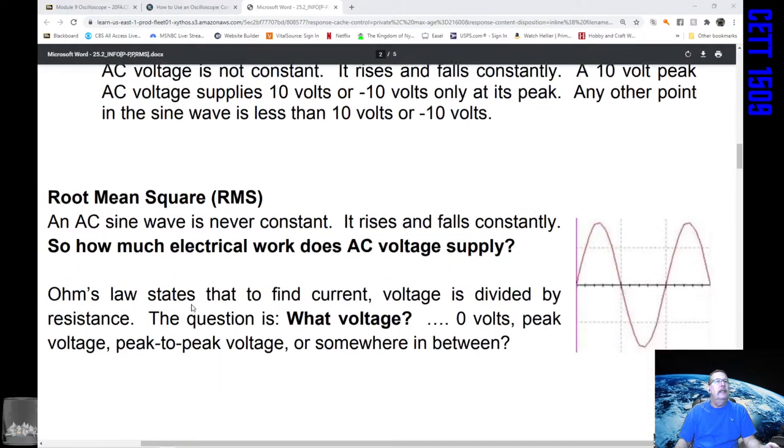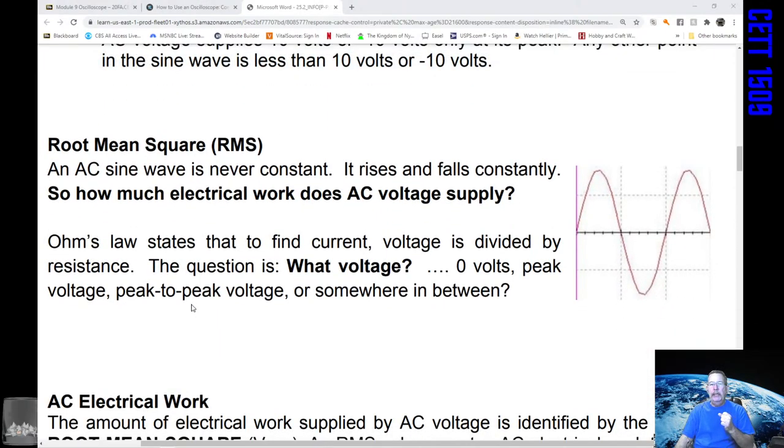So RMS, root mean square. An AC sine wave is never constant, so it rises and it falls constantly. So how much electricity does AC actually do? Ohm's law states that to find the current, the voltage is divided by the resistance, right? That's just regular normal stuff. The question is, what voltage are we going to calculate? Are we going to do 0 volts? Are we going to do the peak voltage? Are we going to do the peak to peak? Or somewhere in between? Can you guess which one?